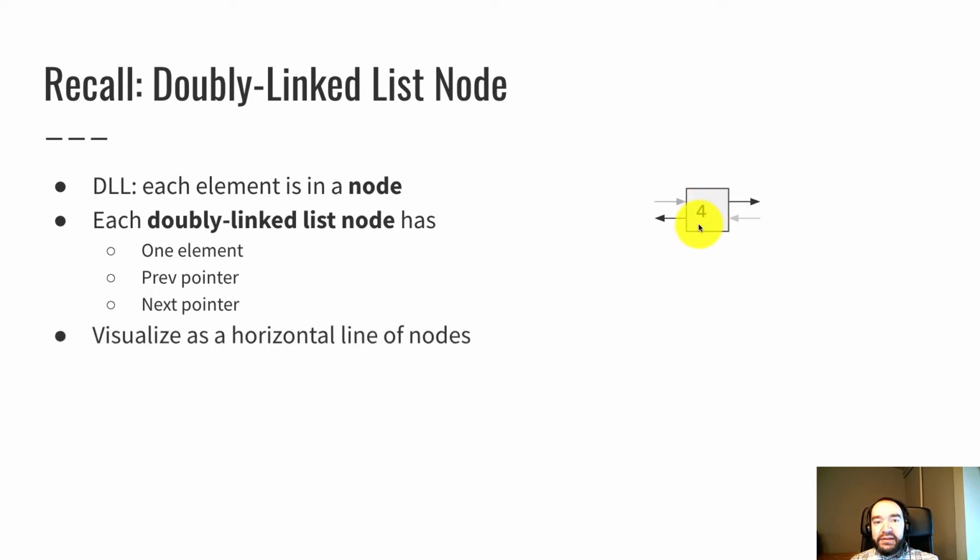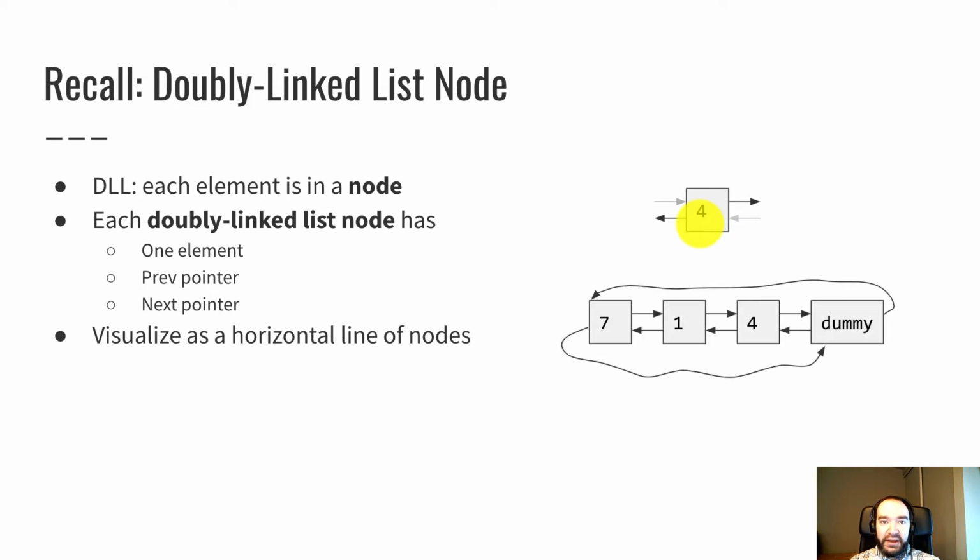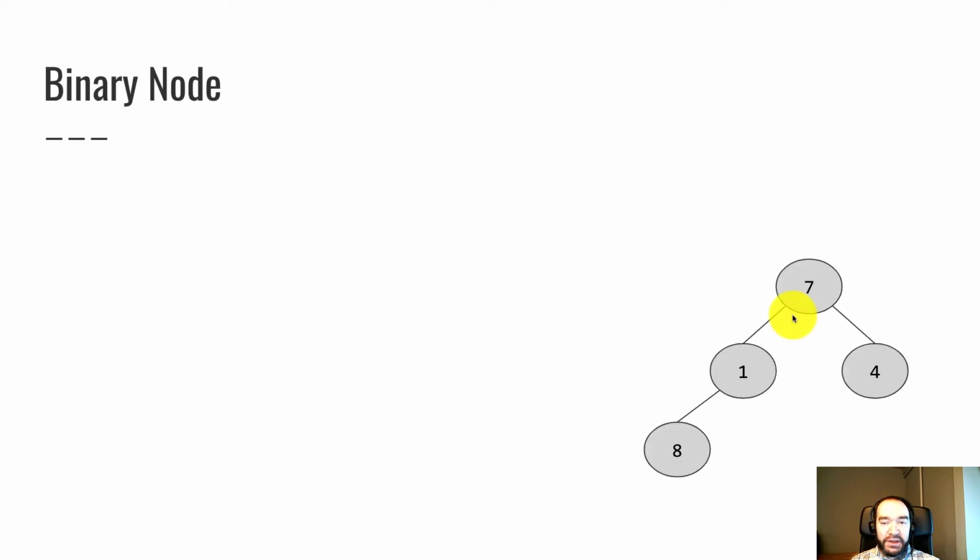We visualize a collection of these nodes as a horizontal line. The computer doesn't actually know about that. The computer just sees these as memory locations, but the way that we imagine a doubly linked list is as a horizontal line left to right of these nodes. A binary node is kind of similar, it just has a little bit more going on.